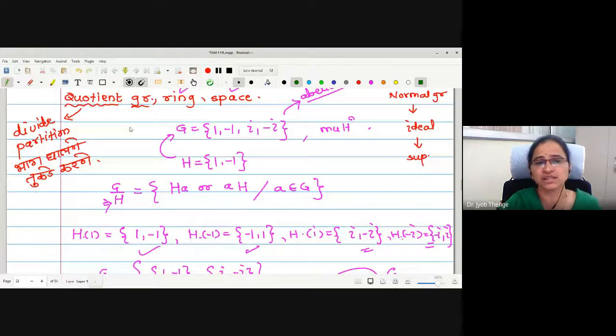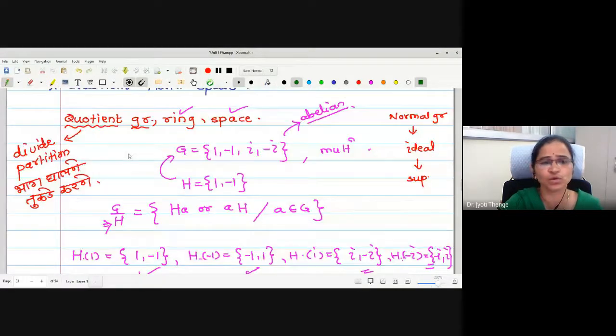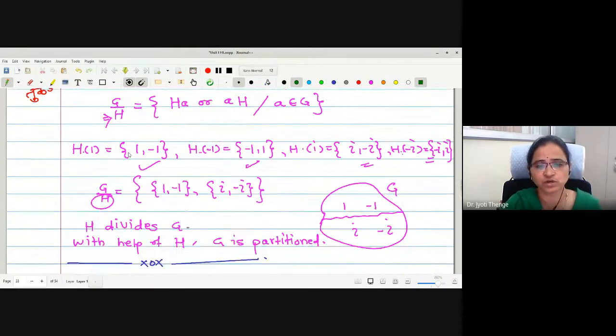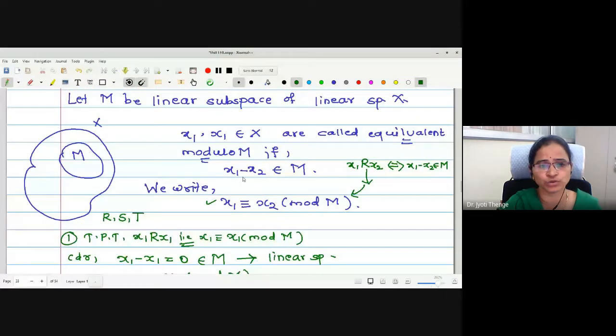Before that, we have seen what is the quotient space actually. This word quotient comes because whatever this quotient group or ring or space we were considering, this is going to give us the partitioning or quotienting of the corresponding set. Right? This is a simple example I have taken in order to show you.